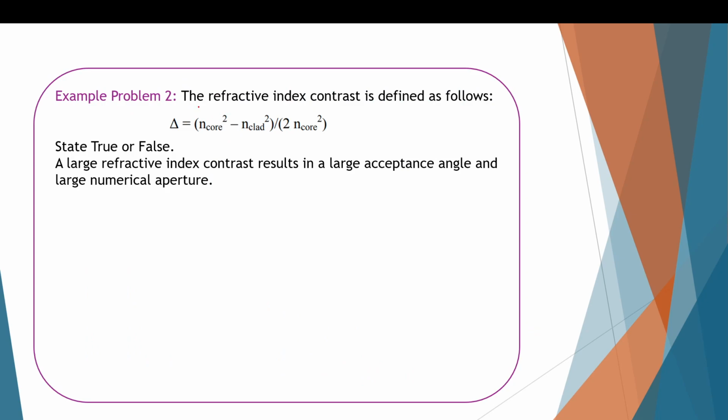Yeah, so a simple problem based on that. They're defining refractive index contrast as this. This is the relative refractive index difference. This is the refractive index of the core, which will be higher than the cladding, and then they are squaring it and taking the difference upon 2 times n core. So that is the refractive index contrast. We have to state whether it is true or false: a large refractive index contrast results in a large acceptance angle and large numerical aperture. So if I have a strong refractive index contrast, I can confine more light, so even at steeper angles, I can confine the light. Is it true or false?